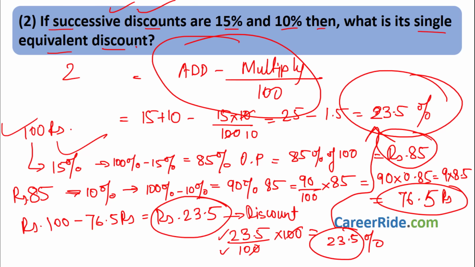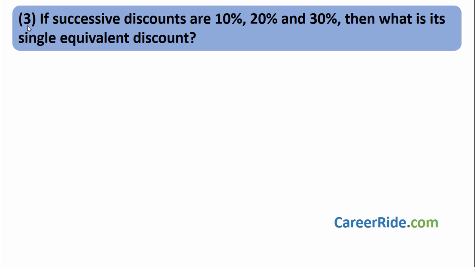You don't have to do anything. Just remember, add, minus, multiply by 100. Add, minus, multiply by 100. Even if you repeat it 10 times, you will be able to remember it immediately. Moving to question number 3. If successive discounts are 10%, 20% and 30%, then what is its single equivalent discount?